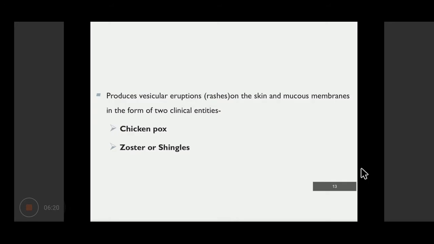So this Varicella Zoster virus is an important cause of viral exanthems, and it causes two very important clinical entities. The first one is known as chickenpox, and the second is herpes zoster or shingles. Chickenpox is the primary infection, and zoster or shingles occurs as a result of reactivation of the latent infection.